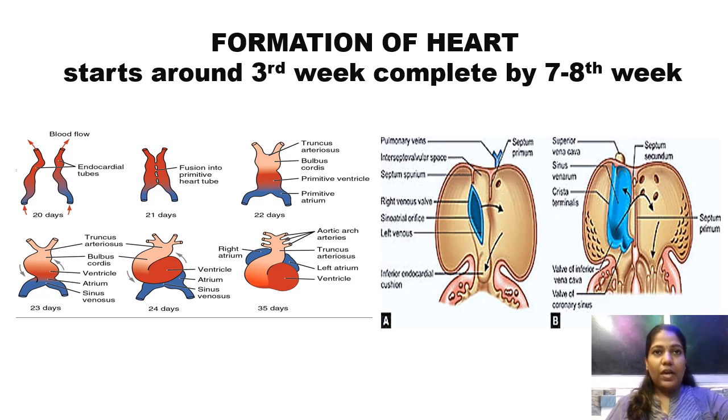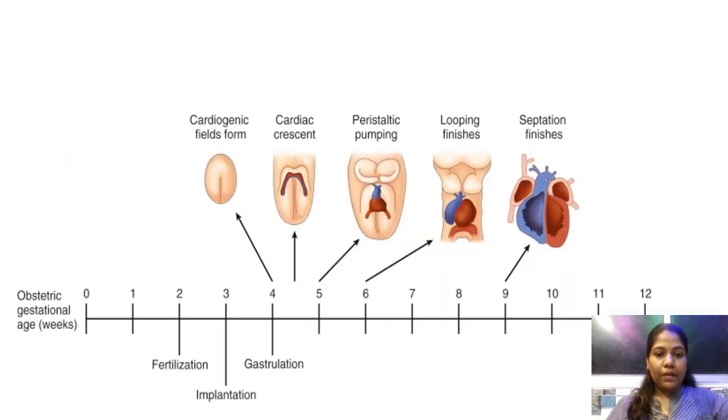So far we discussed how placenta formation occurs, how umbilical cord starts to develop. While placentation and umbilical cord start growing, parallelly within the fetus, there will be formation of heart. The formation of heart starts around 3rd week and it gets completed by 8th week, like the whole septation with all 4 chambers formed by 8th week.